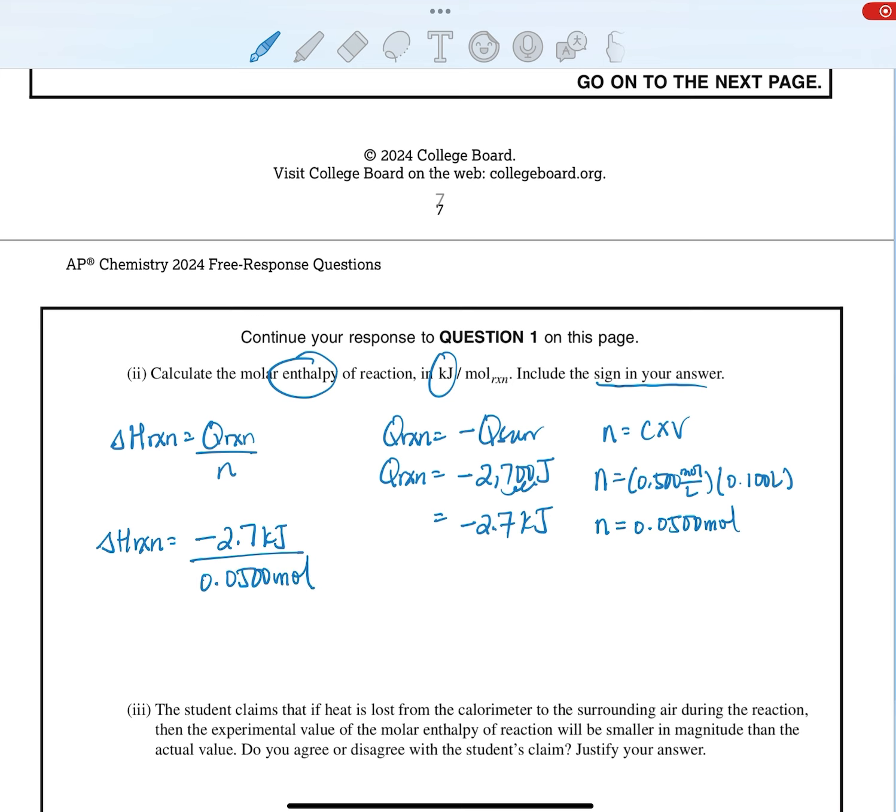0.0500 mole. Delta H reaction equals, the answer will be negative, which, by the way, means it's exothermic, meaning that you released energy in this lab or in this neutralization. And we get negative 54 kilojoules per mole. The negative sign means the reaction is exothermic.